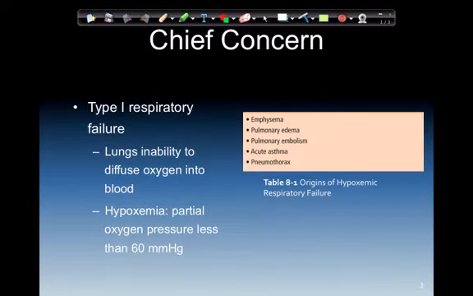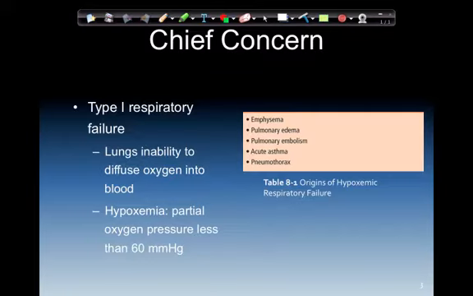Chief concerns. Type 1 respiratory failure is caused by the lungs' inability to diffuse oxygen into the blood. Hypoxemia is a partial oxygen pressure less than 60 millimeters of mercury. And this is table 8.1, so all of these would interfere with the diffusion of oxygen in the blood. Emphysema, from trapping of air. Pulmonary edema, from fluid in the alveolar sac. Pulmonary embolism, a clog in the pulmonary artery. Acute asthma, because of bronchospasm.